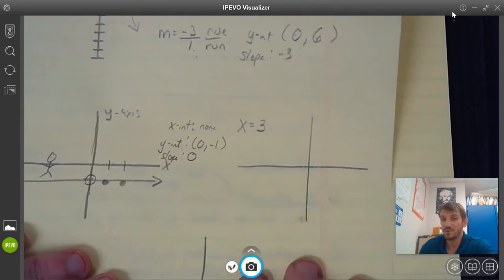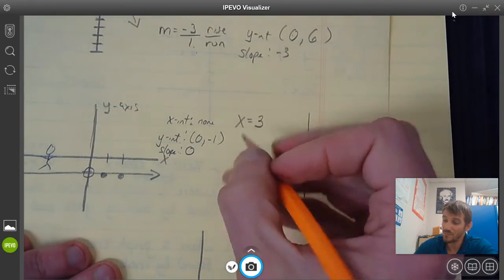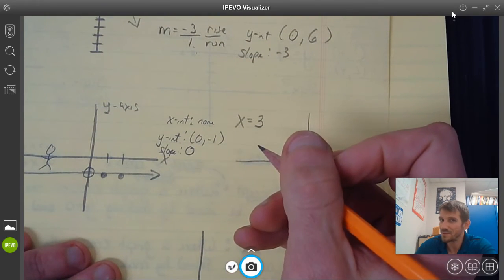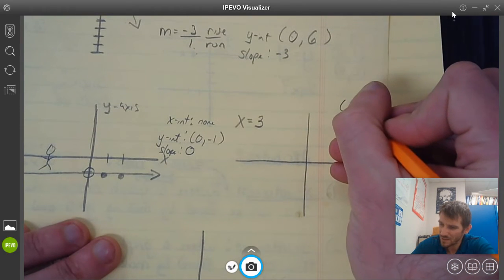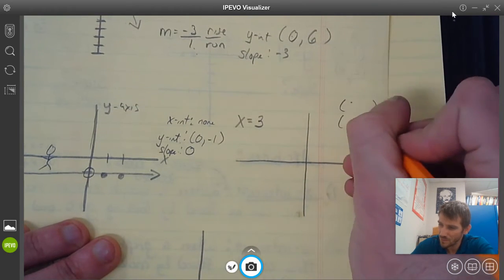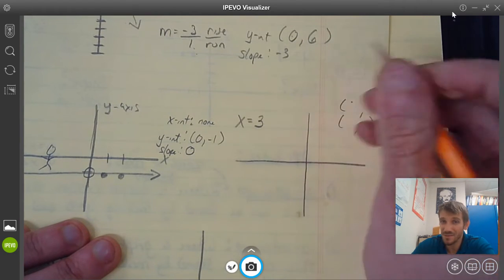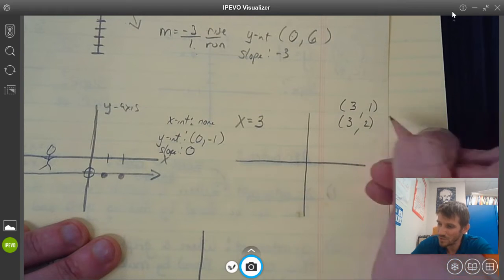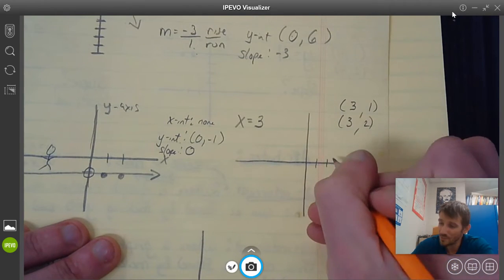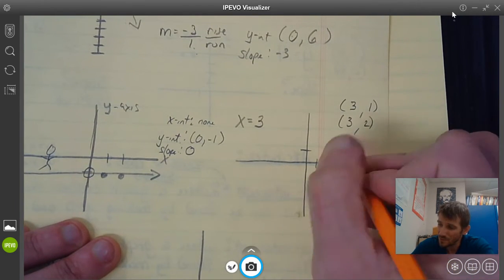All right, moving on to x = 3. You can predict it's the exact opposite. So x = 3, again, make some points. We know that x is going to be 3 all the time. Make up some y's like 1 and 2. So here is (3, 1) and (3, 2).